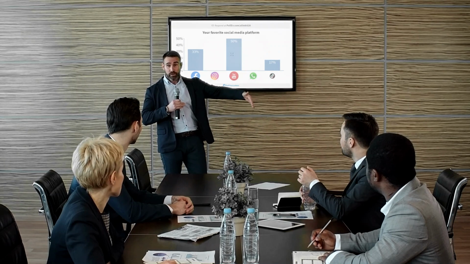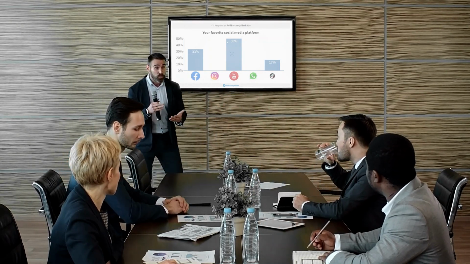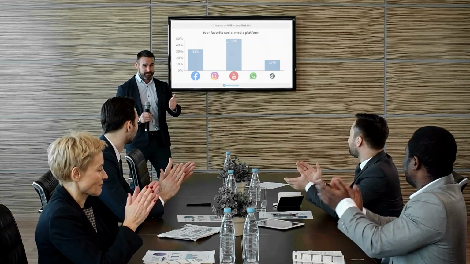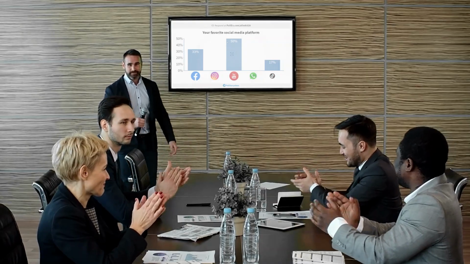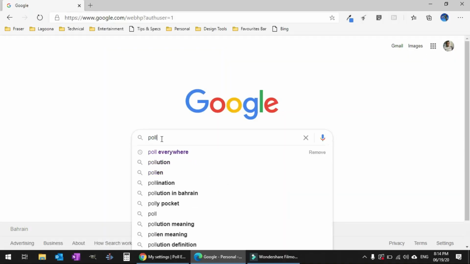Today I'm introducing you to an application called Poll Everywhere. This is a freemium app, which means you can use it free for a small audience. If you want to conduct a huge seminar, you can subscribe to their premium service starting at $10 per month. Now let's learn how to set it up super quick and easy.